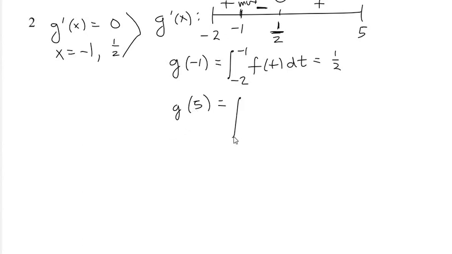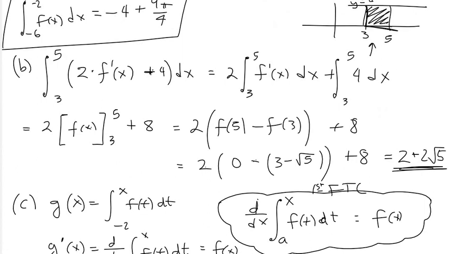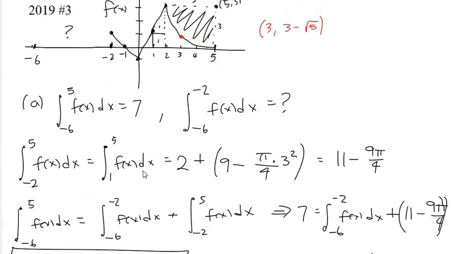All right, let's do g of 5. We're going to integrate from -2 to 5 to get that. That's what g of 5 is defined to be. And I believe we already integrated from -2 to 5, didn't we? Somewhere up here. Yes, here it is. From -2 to 5, we worked that out, and what did we get? 11 minus 9 pi over 4.